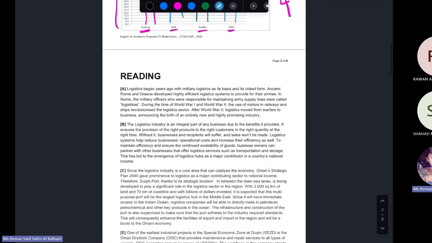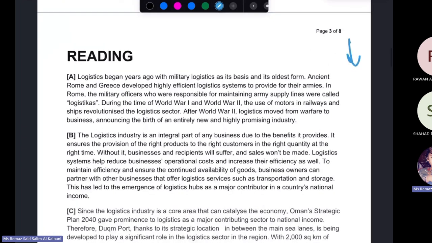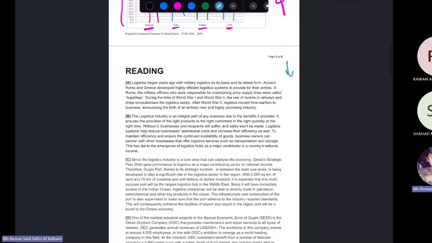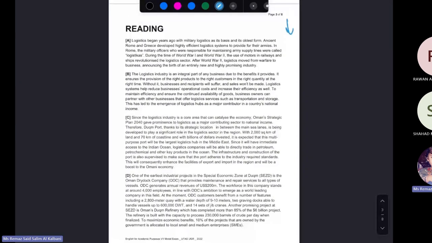Now let's move to the reading. Okay, of course for the reading you have a time limit. You don't have all day to read word by word. You only have a couple of hours and a few minutes. As for reading, it's also about logistics. Okay, you have 1, 2, 3, 4 paragraphs, and when you read these paragraphs you don't start word by word.